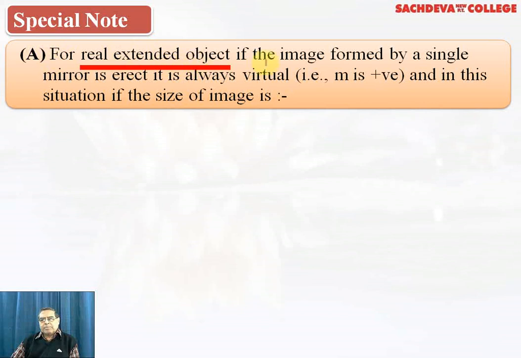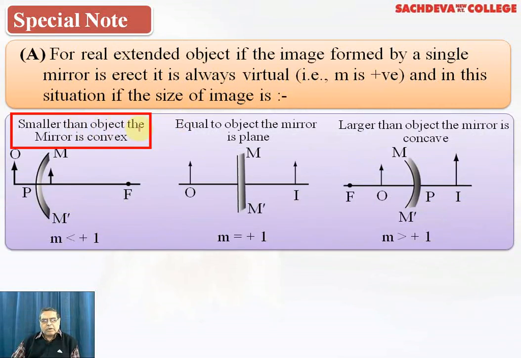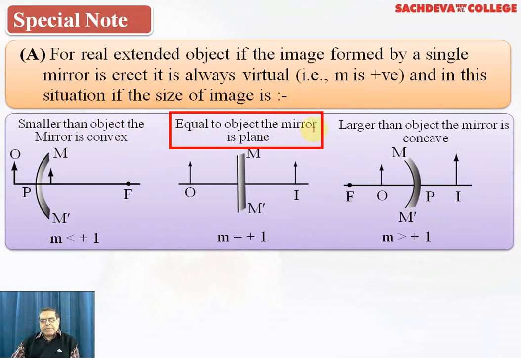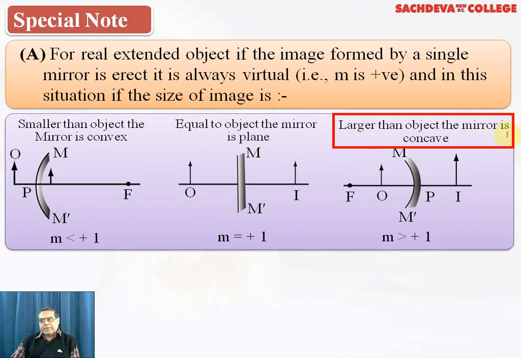Now there is a special note for a real extended object. If the image formed by a single mirror is erect, it is always virtual. That is, M is positive. And in this situation, if the size of the image is smaller than the object, the mirror is convex, as shown in the left side figure. If the image is equal to the object, the mirror is plane, as shown in the middle figure. And the right side figure indicates an image larger than the object, so the mirror is concave.